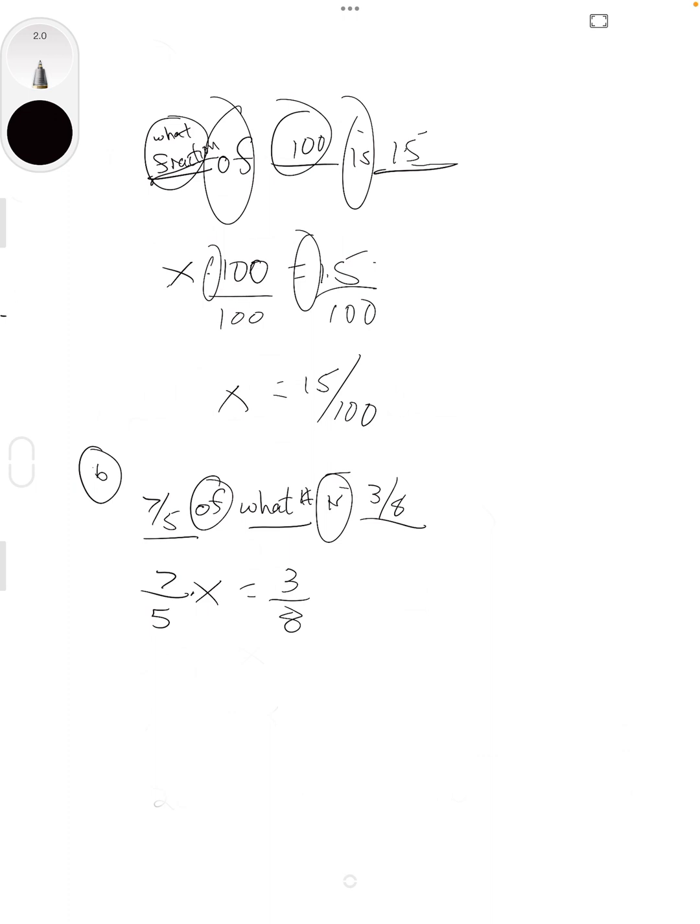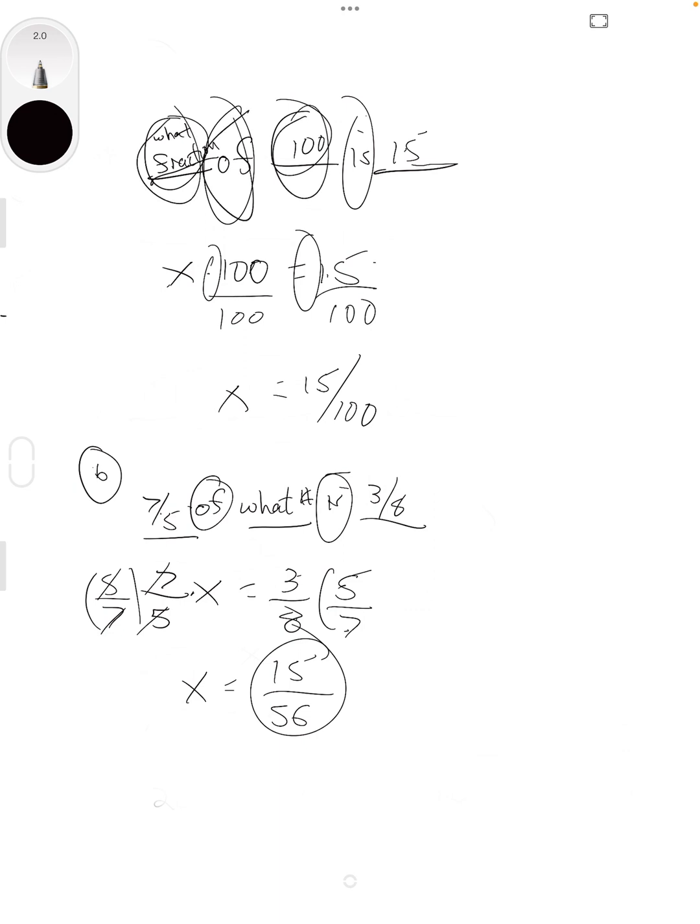And multiply both sides times 5/7. And I end up with 5's cancel, 7's cancel. So I end up with x on this side equals 15 over 56. 3 times 5 is 15, 8 times 7 is 56. So 7/5 of this number is 3/8. Again, just using blank of blank is blank. That's lesson 48. Last lesson, 49.